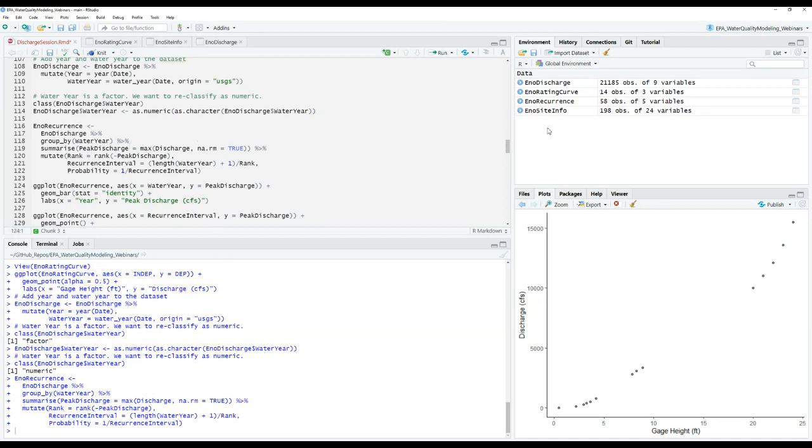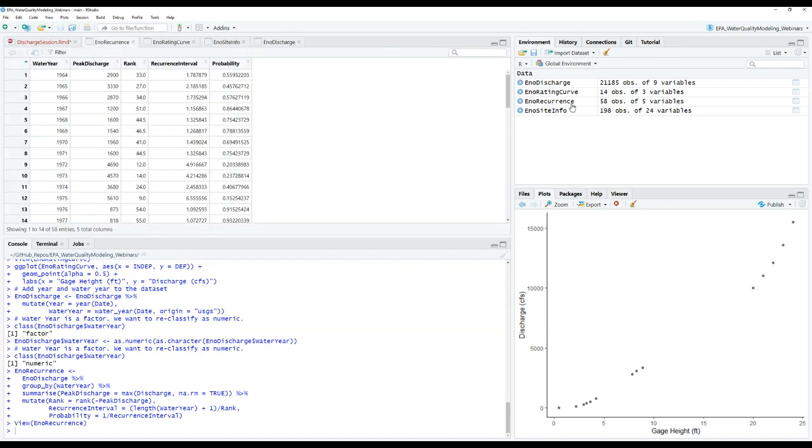Now we've got an object called recurrence. Just clicking on that, we've got water year, you might have year for you. We've got peak discharge. And if you click on this term rank, this will just show it in order. So we've got rank of 1, the peak discharge was 9,900. The recurrence interval is 59. So remembering it's number of years plus 1, the recurrence interval is 59 years. Our probability of that discharge happening in any given year is about 1.7%.